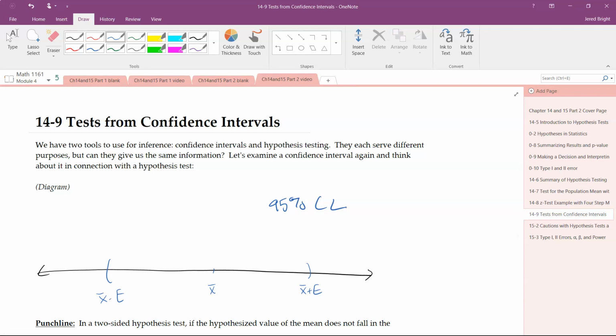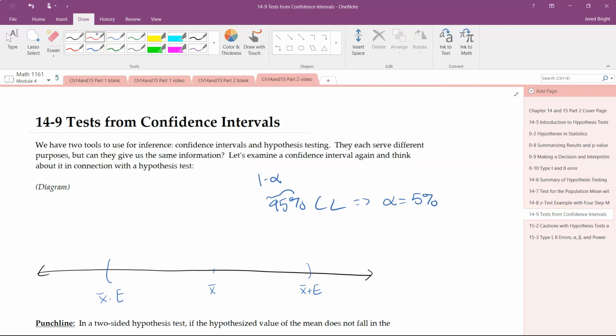Okay, and so also remember that this 95% is the same as 1 minus alpha. So in this case, this also means that alpha, which is our significance level, is 5%. Okay, so what we can do is think about the following.